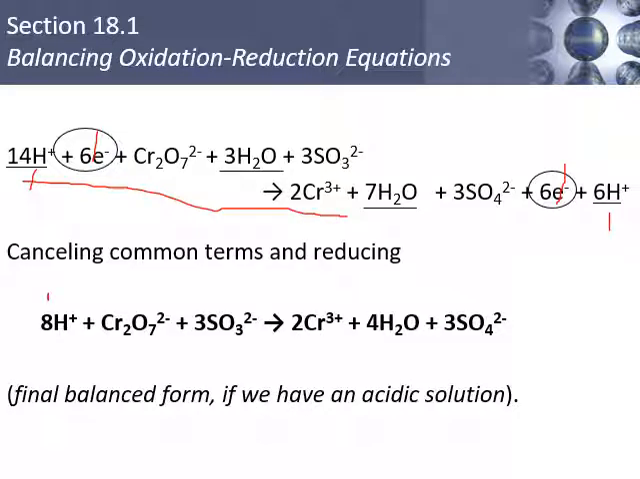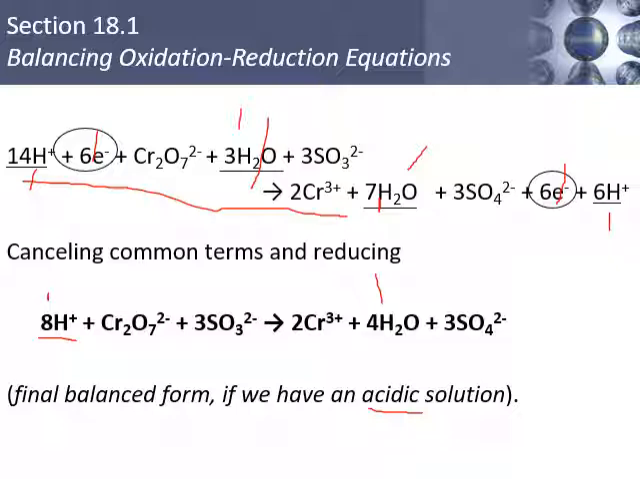And what about the waters? Well, we have 3 on this side and we have 7 on this side, so subtract 3 from each side, so this one will vanish, and we'll be left over here with 7 minus 3, which is 4, which is what we see here. All right, and that's it. So if we were doing this in an acidic solution, then this is going to be our answer, because it's okay for us to have these H pluses hanging around, since there's a whole bunch of them already there, because it's an acid.